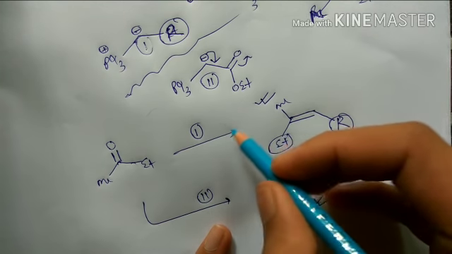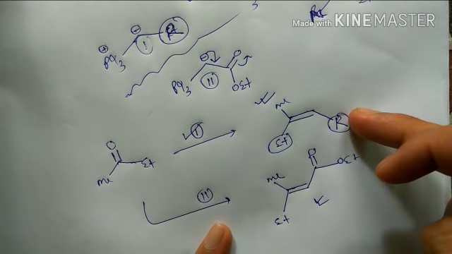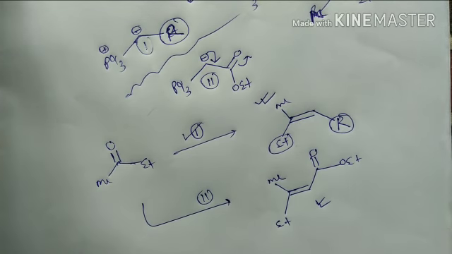But why the unstable halide is giving the cis product is slightly complicated, and to see the real reason behind this, we have to draw the transition state for the reaction. I will discuss it in the next video, because that is not so important from your competitive exam point of view, but you have to know that, and that's why I will discuss it in the next video.